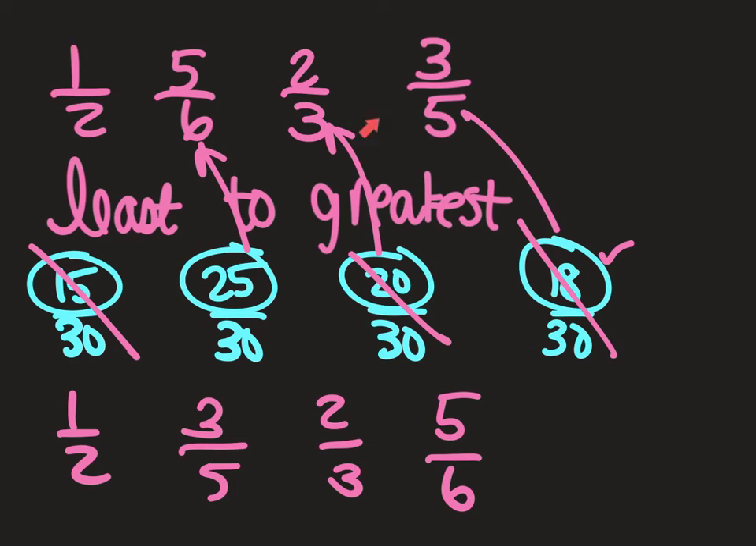So I had pink as my question. I'm ending with those same pink numbers. The blue numbers just help me, that's my scratch work, to get the pink numbers in order. But please don't write these blue numbers on your paper in order least to greatest, because those are not the answers. We have to use the original numbers, whatever the question originally had.